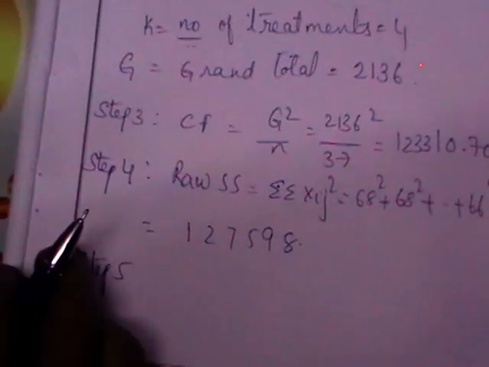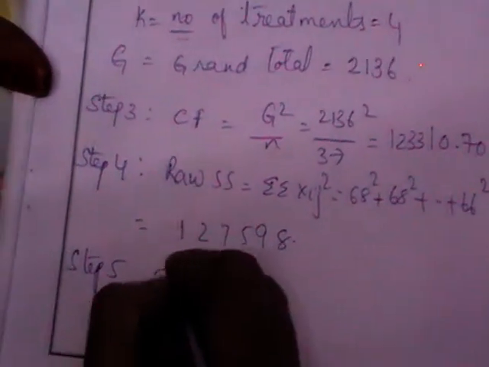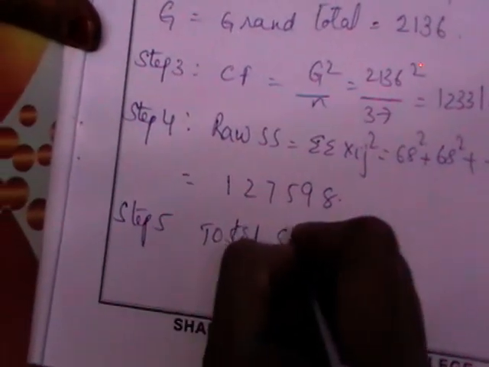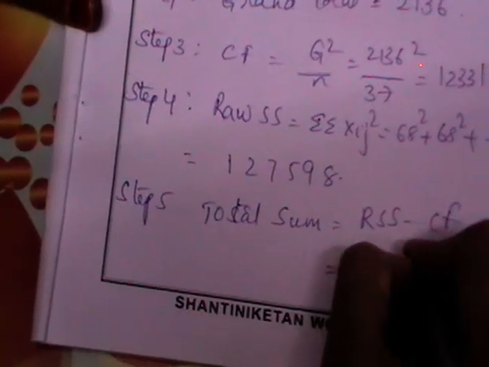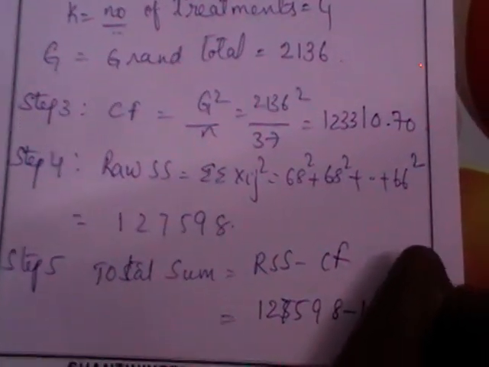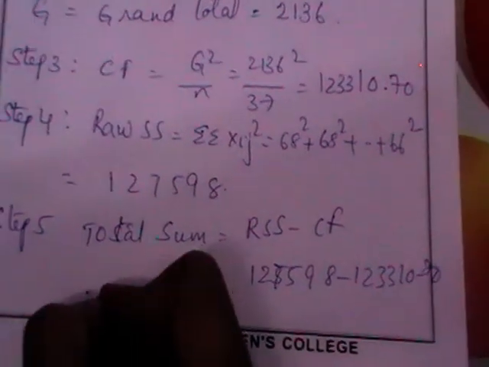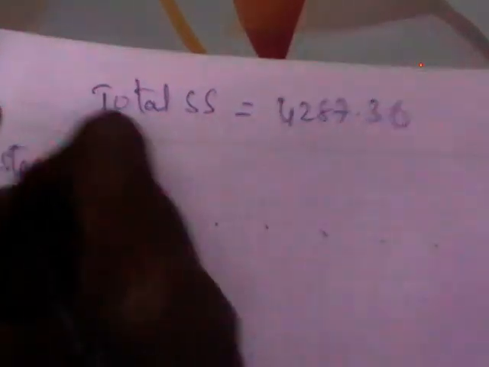After the raw sum of squares, you should calculate the total sum of squares. The total sum of squares is nothing but the raw sum of squares minus the correction factor, which is 127598 minus 123310.70. I got the total sum of squares as 4287.30.